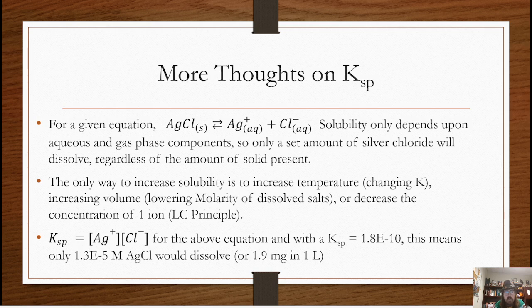If you can react the silver or the chloride into some other compound, then we have removed a product, and so more can dissolve. But since the Ksp only depends on aqueous species and not solids, Ksp is equal to silver concentration times chloride concentration. With a Ksp of 1.8 times 10 to the negative 10th, only 1.3 times 10 to the negative 5th molar of silver chloride could possibly dissolve, which is about 2 milligrams per liter. And if you have anything more than 2 milligrams in solution, you won't really be able to notice that 2 milligrams dissolving.